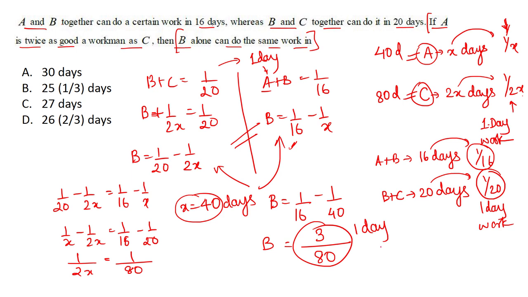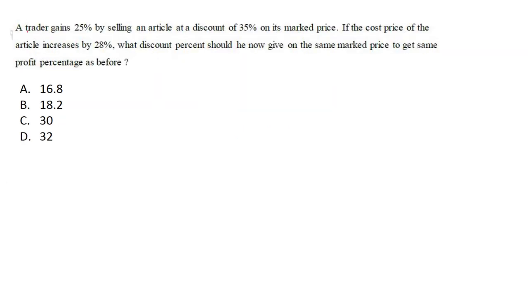So the total number of days taken by B to complete the entire work is just invert it: 80 by 3 days. Let's convert it into a mixed fraction. 3 8s are 24, 3 26s are 78, remainder 2. So 26 2 by 3 days. That is option D.